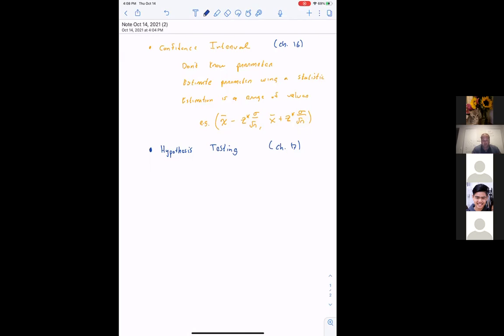So my recruits, I got you. We're now going to start chapter 17, which is on hypothesis testing. So here's the idea of hypothesis testing. Essentially, you come into the scenario with an underlying belief about what some parameter is.